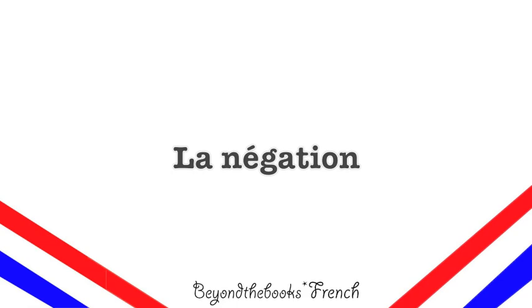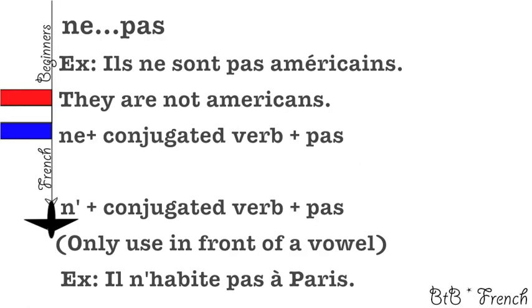La négation. La négation forms negative sentences in French. There are two words you need to learn, ne pas. These two words surround the conjugated verb that you turn negative. Here's an example. Ils ne sont pas américains, which means they are not American. This is an important grammar rule that you need to remember in French. Ne plus the conjugated verb plus pas.